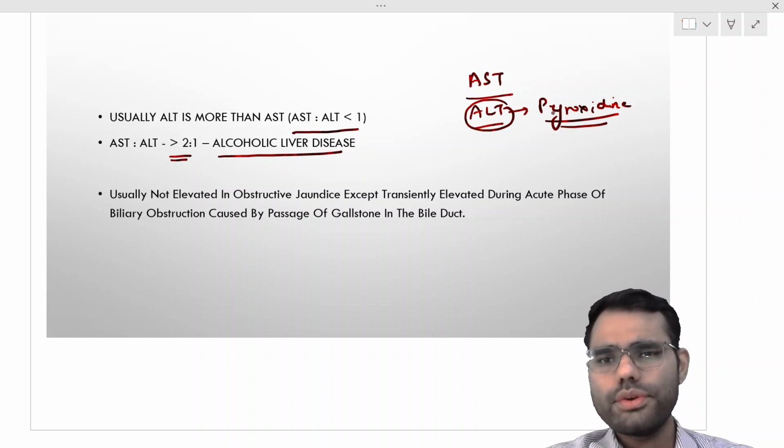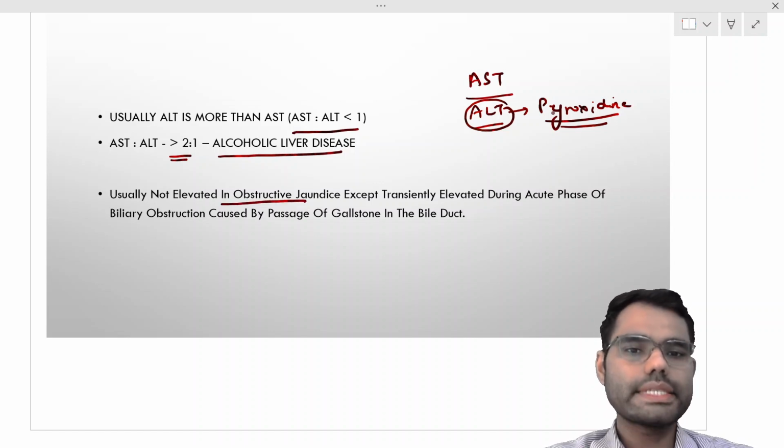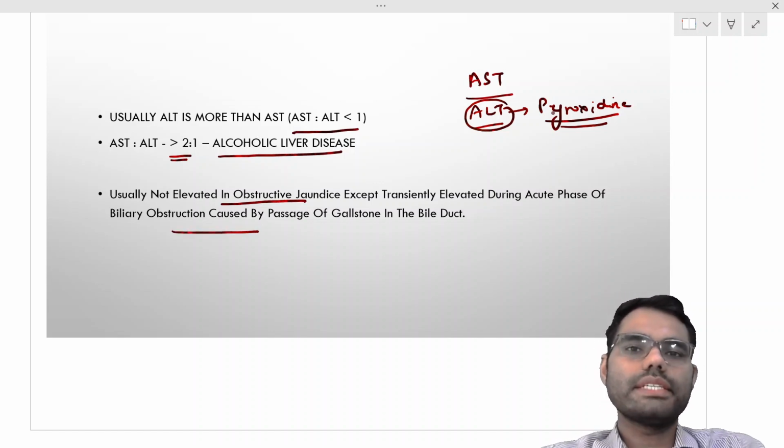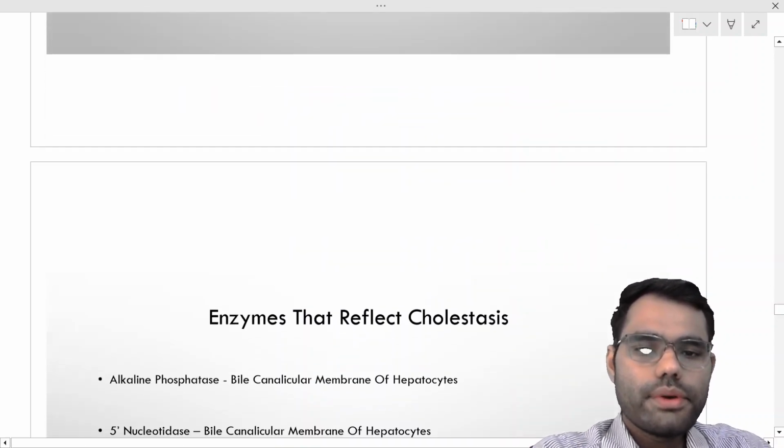And SGOT and SGPT, that is AST and ALT, are usually not elevated in obstructive jaundice, except transiently during the acute phase of biliary obstruction caused by passage of a gallstone in the bile duct, right? So this was about the SGOT and SGPT.